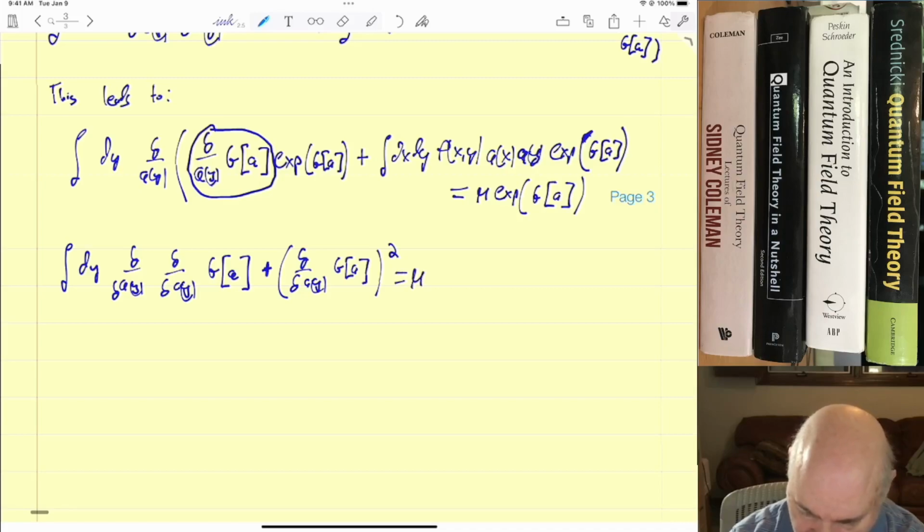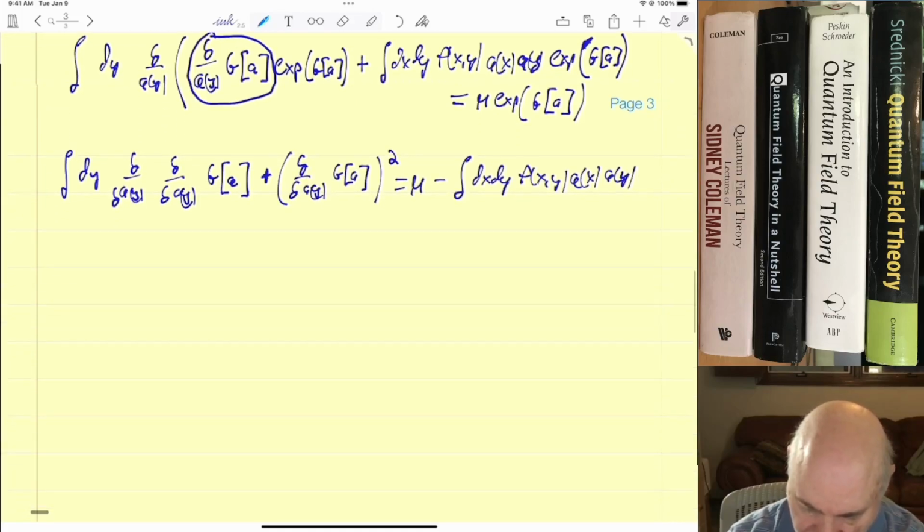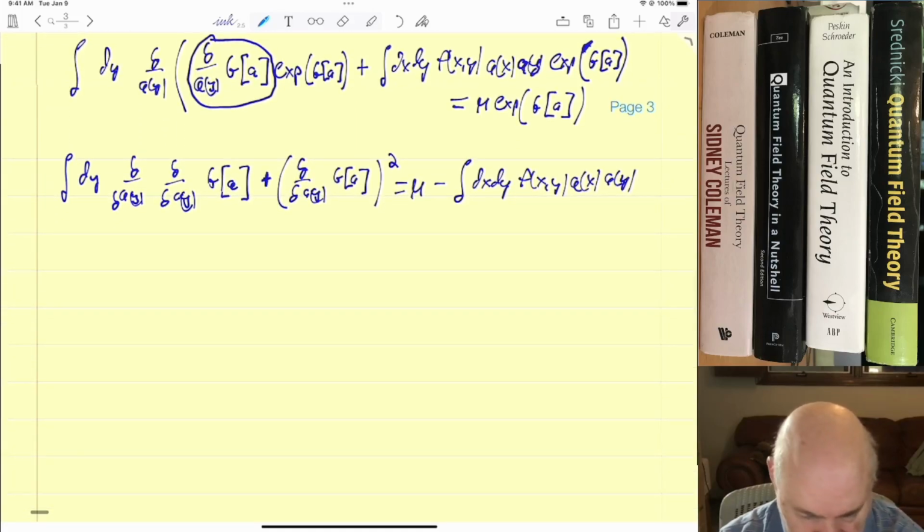And now I'm just going to move the f term to the other side. μ minus the integral of dx dy, and we canceled out the exponential from all the terms, f(x,y) a(x) a(y). So this is the equation we have to solve right now. We have to solve it for g.